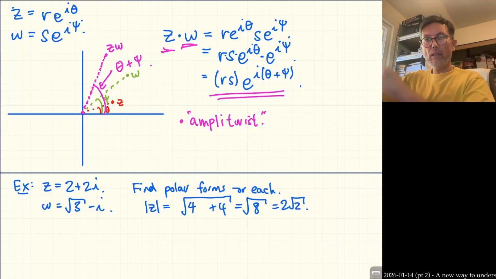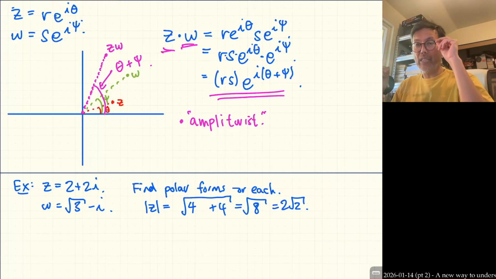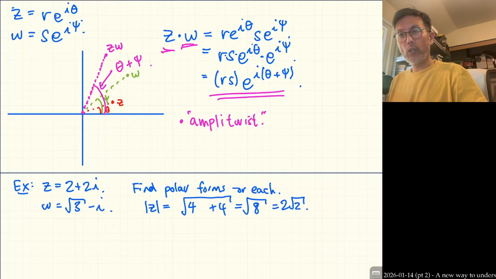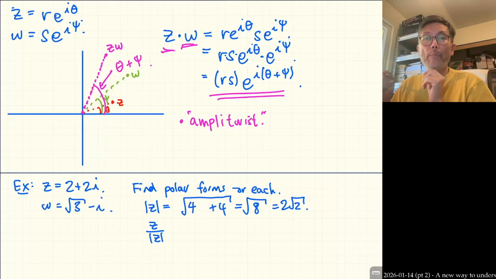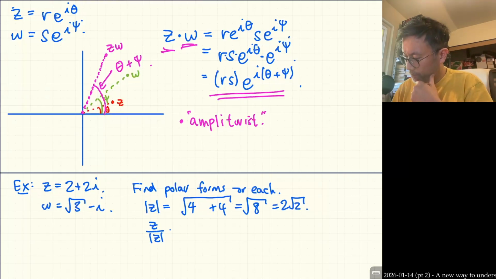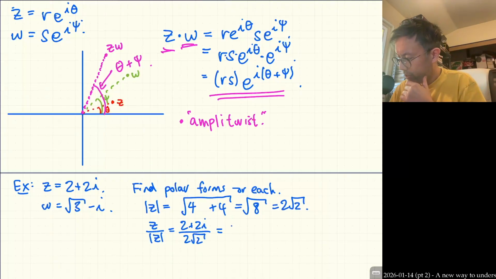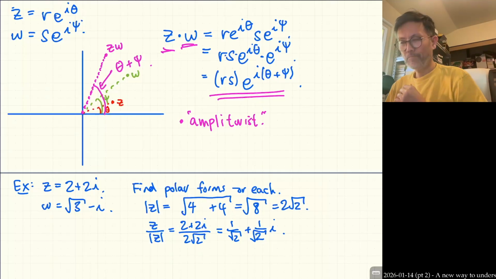Now, to find the angular bit, the e to the i theta bit, what we can do is first normalize this complex number z by taking it and dividing it by its modulus. Let's look at z divided by the modulus of z, which we know is going to be a point on the unit circle. So 2 plus 2i divided by 2 times the square root of 2. The 2's cancel, and we're left with 1 over the square root of 2 plus 1 over the square root of 2 times i.